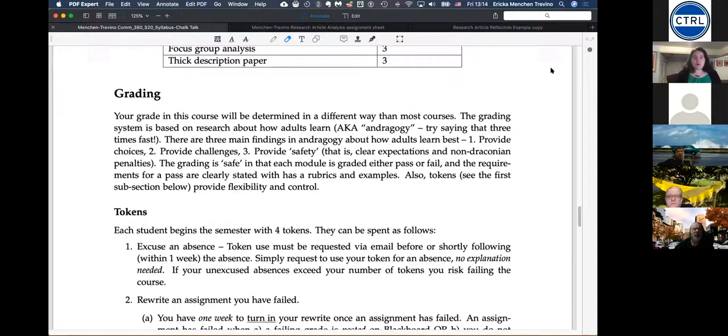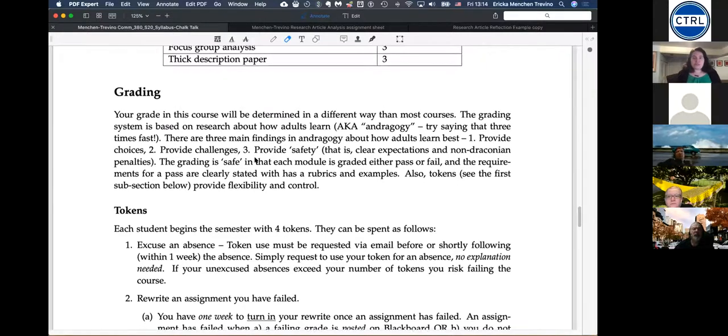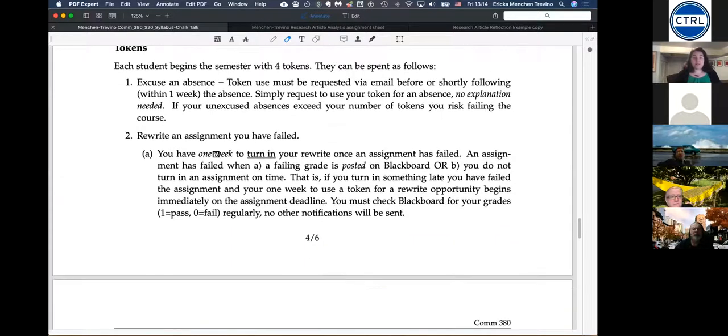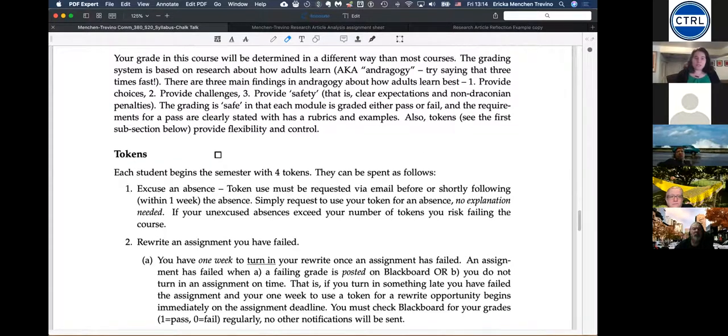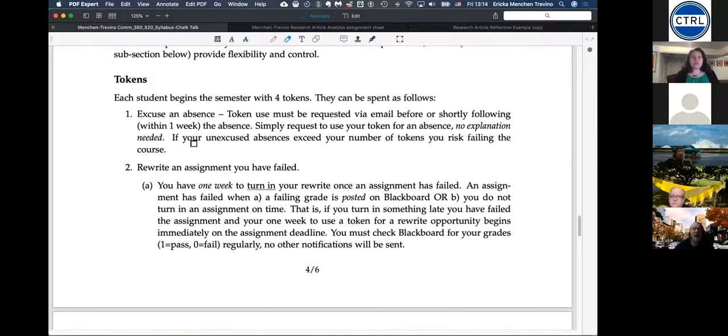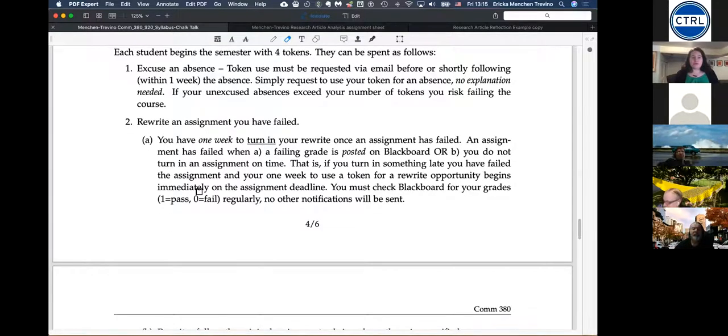Okay, so one of the things that the students really like is the tokens. Basically, everybody gets 4 tokens. The idea is that it gives them flexibility to either excuse an absence. This doesn't really apply anymore because I just record the classes in case they can't come. So some of this is not exactly the same anymore, and it also allows them to rewrite an assignment that they failed, right?